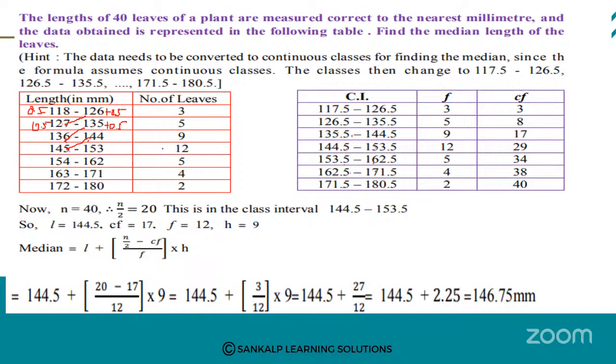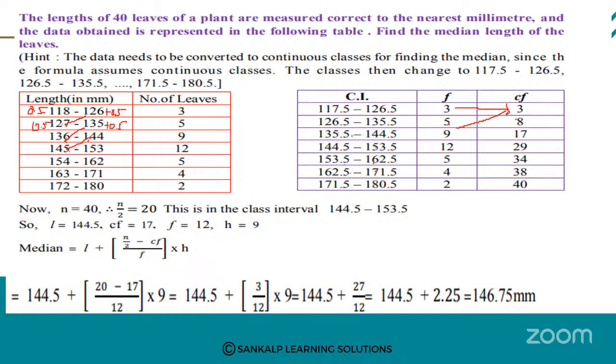Frequency. They have given the number of leaves as the frequency, that is 3, 5, 9, 12, 5, 4, and 2. Now, calculate CF. In median, we need to calculate CF, the cumulative frequency. The first frequency is 3. Next, the cumulative frequency can be calculated by 3 plus 5.